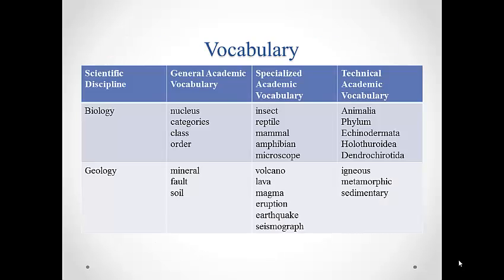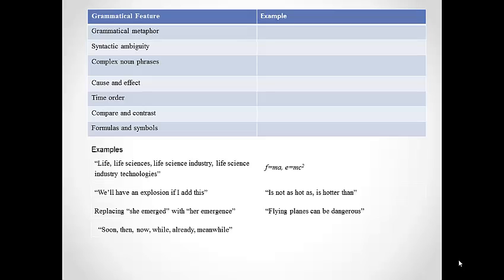As with other content areas, the vocabulary of science also uses general academic vocabulary, specialized academic vocabulary, and technical academic vocabulary. On this slide, you see examples of these categories of science vocabulary. These are presented for two distinct disciplines, biology and geology. Grammatical features used to express concepts in science may pose challenges for all students. Take a moment to look at the grammatical features on the table, followed by examples below.